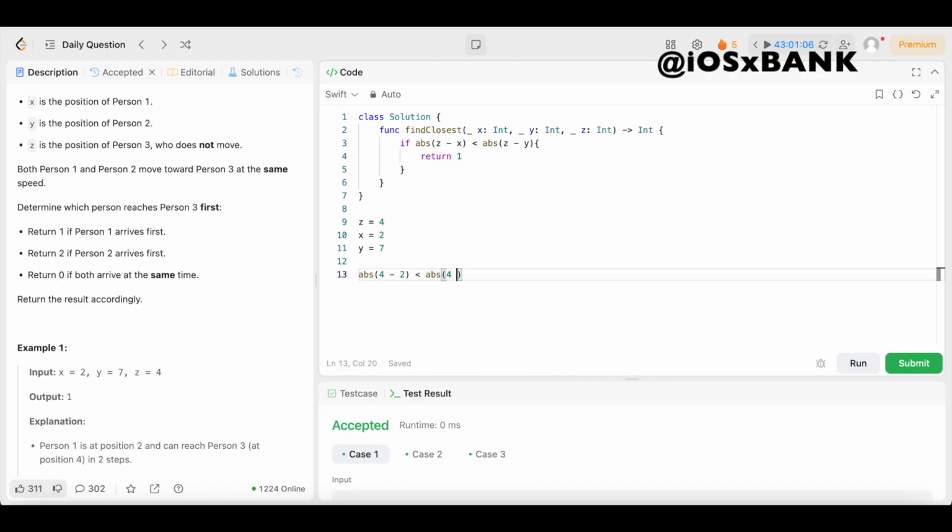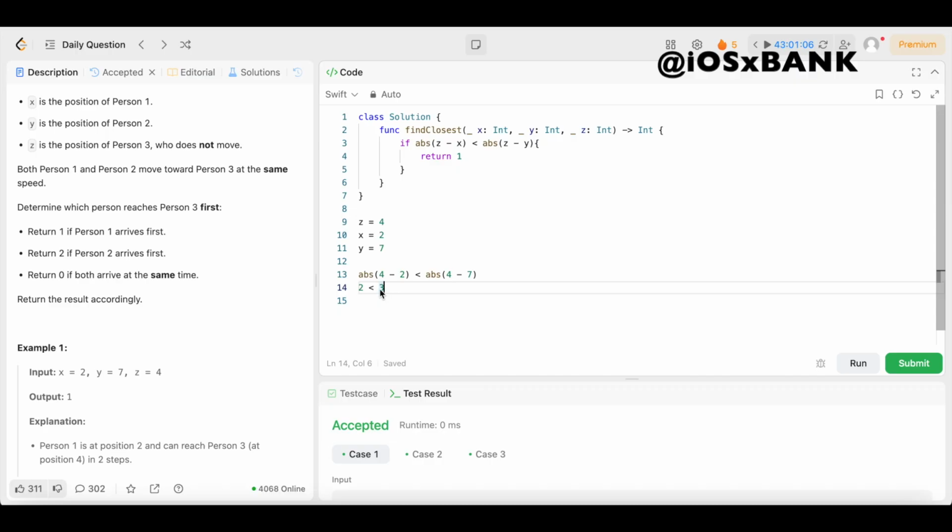4 minus 7. Now this is why absolute values are important. This normally will give us -3, but the absolute value is going to be just 3. So this would be 2. We're checking to see if 2 is less than 3. If 2 is less than 3, that means that x, or person 1, is closer. That means this person is only 2 steps away and this person is 3 steps away.